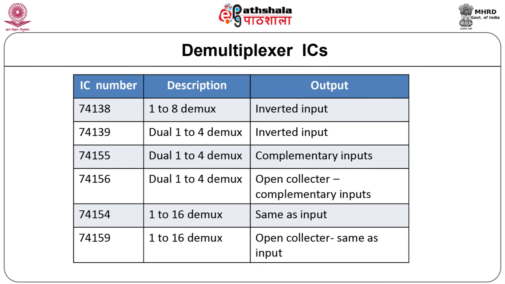IC 74155 contains dual 1 to 4 demultiplexers but with complementary inputs. IC 74156 is also a dual 1 to 4 demultiplexer. The only speciality of this is that the outputs are open collector, so naturally we need to have the corresponding open collector circuits. IC 74154 is a 1 to 16 demultiplexer, the outputs are same as input. And the last demultiplexer IC under the TTL family is IC 74159, which is also a 1 to 16 demultiplexer. The outputs are same as input, but the outputs are open collector.